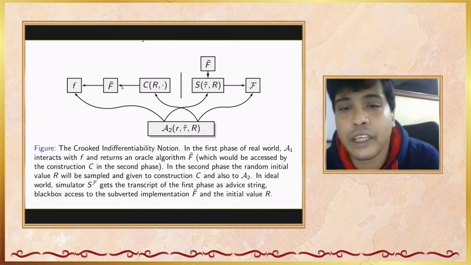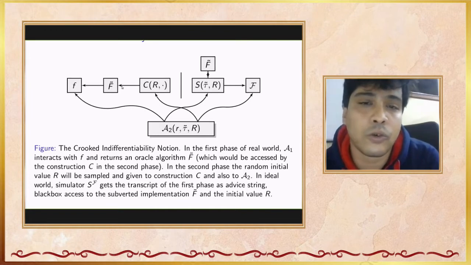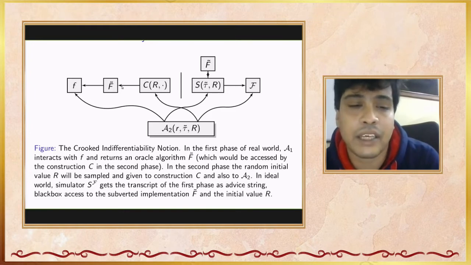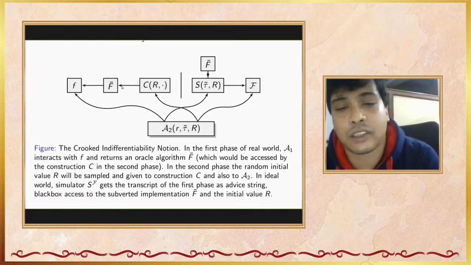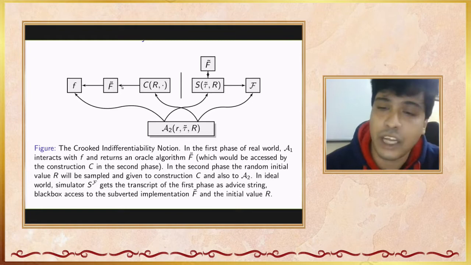It varies from the usual indifferentiability notion in the following way: in this case there is a public random string R which is used to initialize the construction. In the second phase, the random initial value R will be sampled and given to the construction C and also to the adversary. And in the ideal case, the simulator will get the transcript of the first phase, the advice string, and it will have black box access to the subverted random oracles and the initial value capital R.